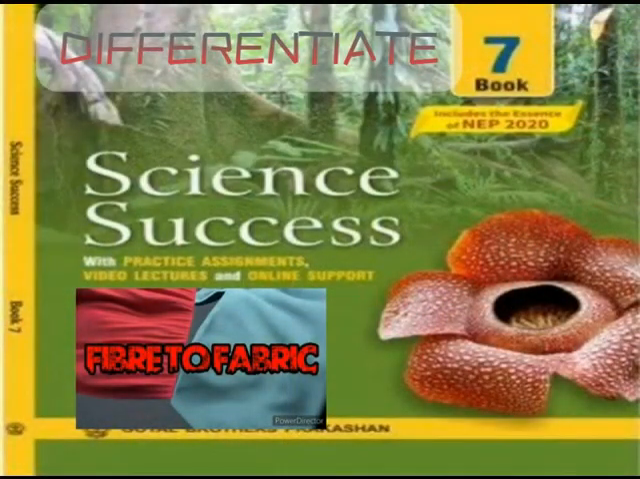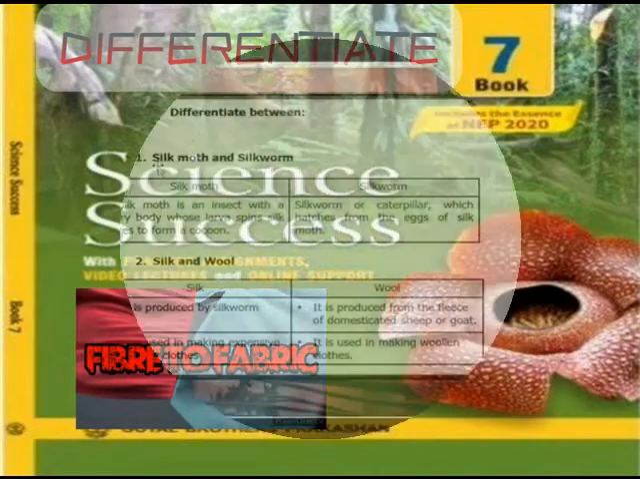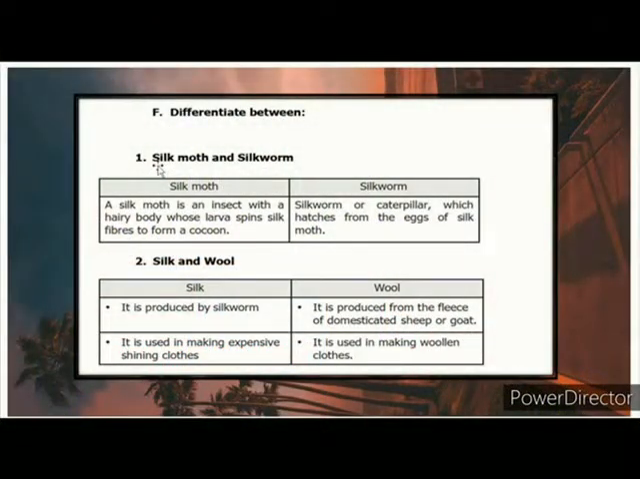Lesson 3, Fiber to Fabrics. Difference between silk moth and silkworm. Silk moth: a silk moth is an insect with a hairy body whose larva spins silk fibers to form a cocoon. Silkworm: a silkworm is a caterpillar which hatches from the egg of the silk moth.